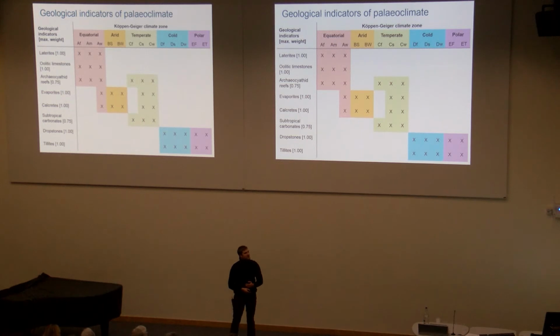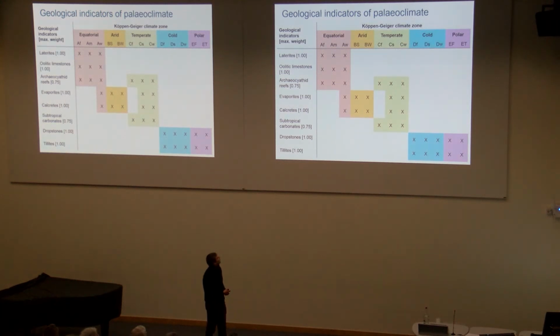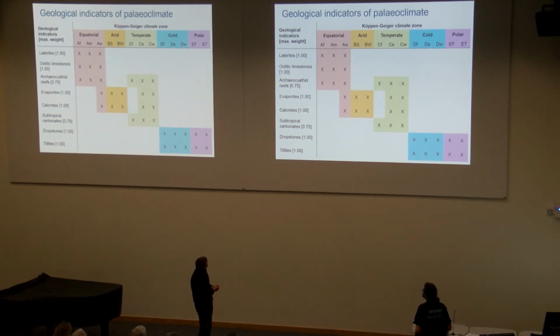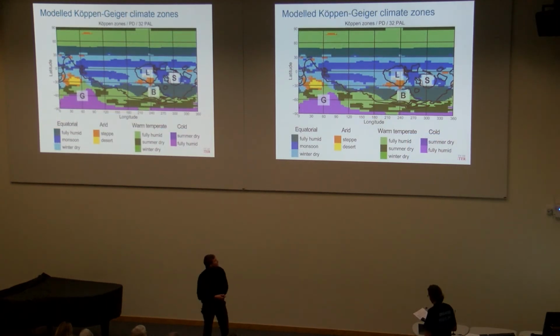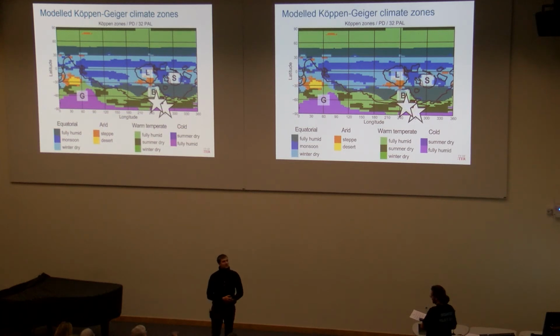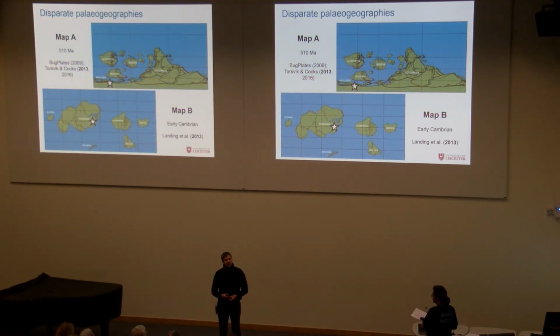To do this, we selected a suite of geological indicators of paleoclimate. We looked at the range of climatic conditions and regimes that they could fall under. And using this, we also applied a weighting as to how confident we were that that would indicate the climates that we thought that it would. When we go back to our climate zone maps, we find that there's generally quite good agreement, but there are a couple of areas that stand out, notably those North African deposits that I told you about just a few moments ago. So these have been noted before, and it's led to very, very disparate paleogeographic reconstructions.